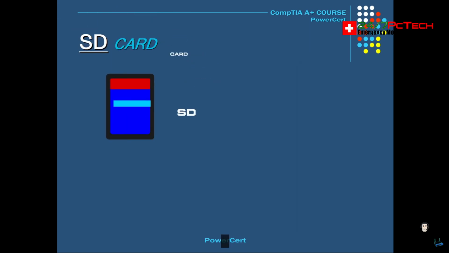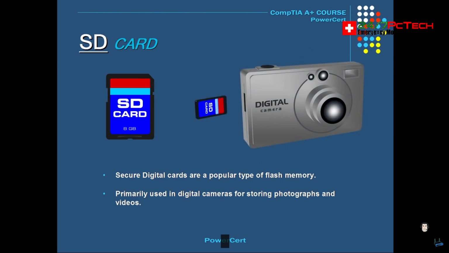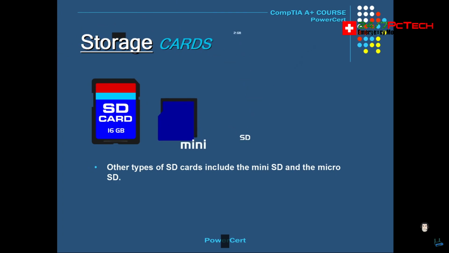Secure digital or SD cards are a popular type of flash memory. Now these are primarily used in digital cameras for storing photographs and videos. Then these photographs and videos can be easily transferred to a computer with an SD card reader interface. SD cards come in various capacities, anywhere from 2 gigabytes up to 512 gigabytes. Other types of SD cards include the mini SD and the micro SD.